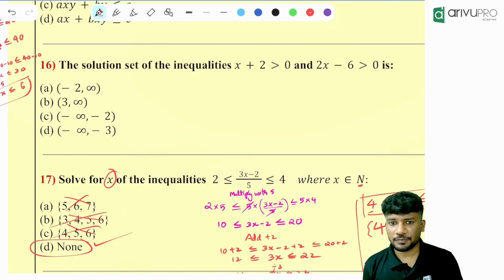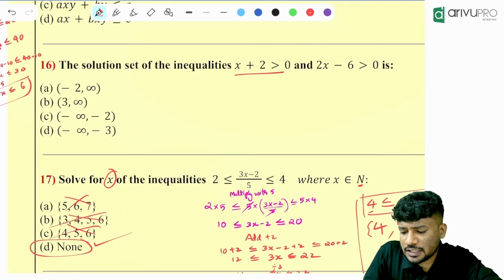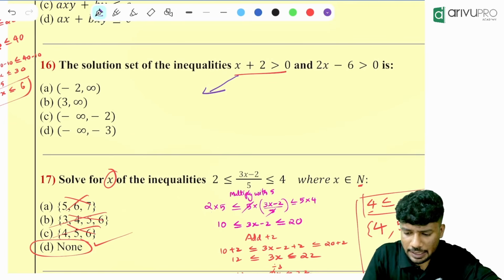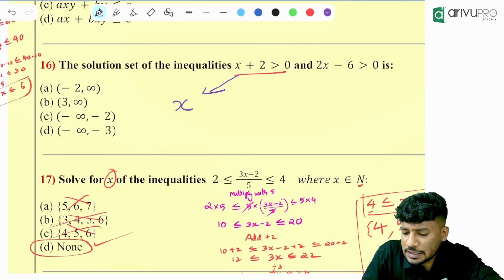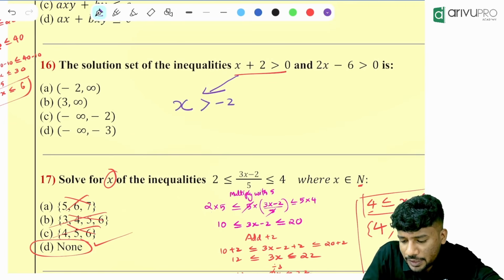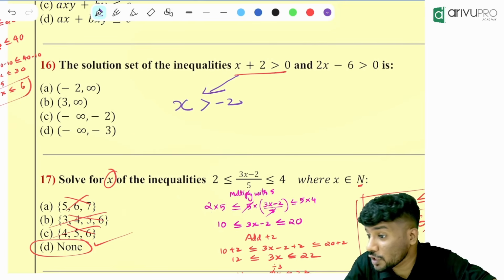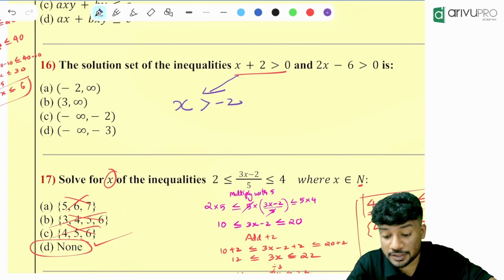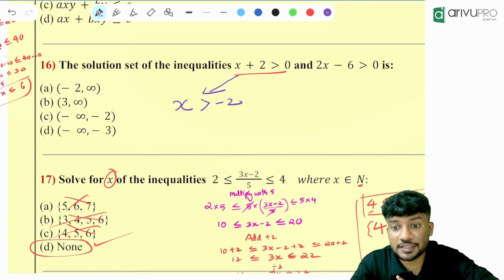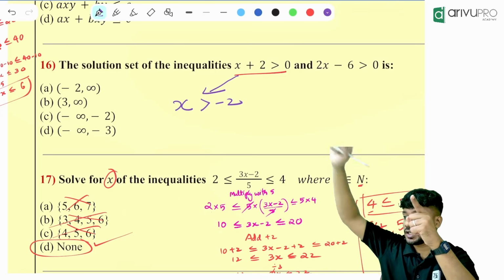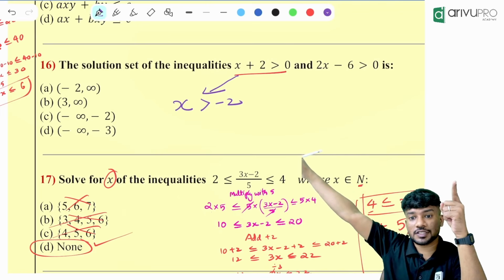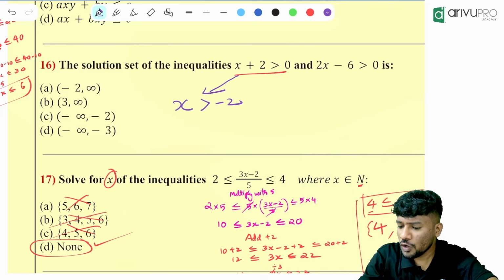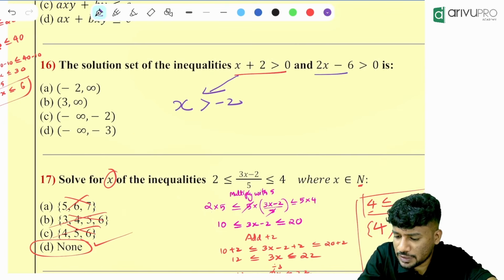Can I try? Everyone? So, first one. X plus 2 greater than 0, so x greater than minus 2, because I took the 2 to the other side, it became minus 2. That means, what are the possible values of x? From minus 2 to positive infinity. Correct? Now, 2x minus 6 greater than 0.